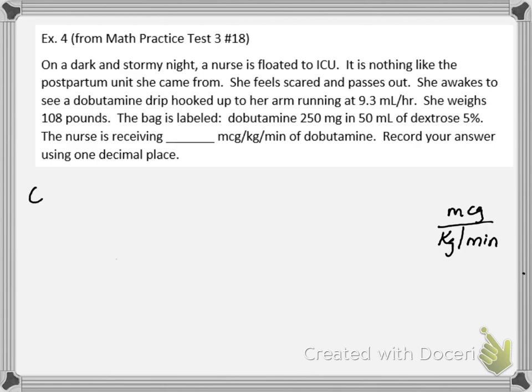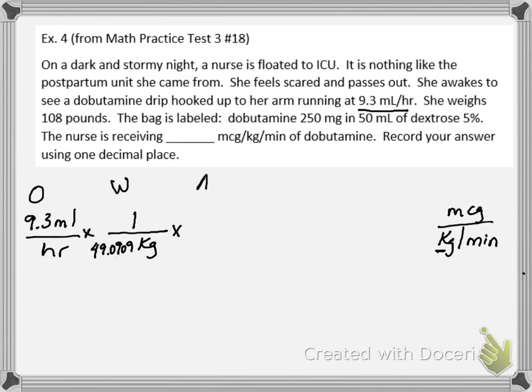So I go back to my OWAT and I look for the order, or what the rate is that she's running at now. And that's at 9.3 mLs per hour. And I got that right here. Okay, then I look for her weight. Now remember, the weight is in the bottom, so I need to make sure that the kgs are in the bottom here. So I'm going to put that under a 1. And she weighs 108 pounds, which turns out to be 49.0909. And remember, there's no rounding in the middle of a problem. You only round at the end.